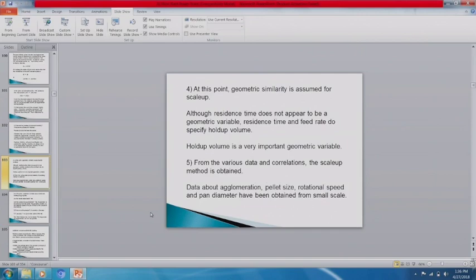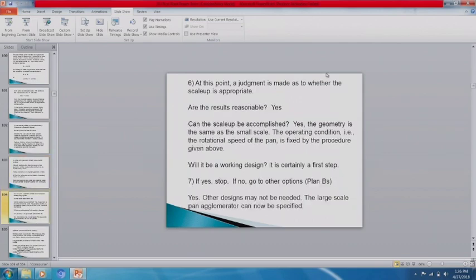Geometric similarity is assumed. Residence time doesn't appear to be a geometric variable, but it is. Residence time has hold-up volume, and hold-up volume is a very key, very important geometric variable. So you go to the data, the scale-up method is applied to see what we get, and the judgment is made as to whether scale-up is appropriate. The answer is yes.